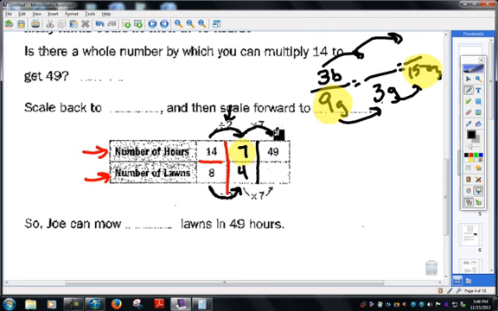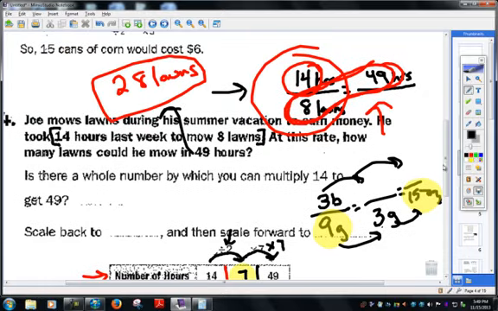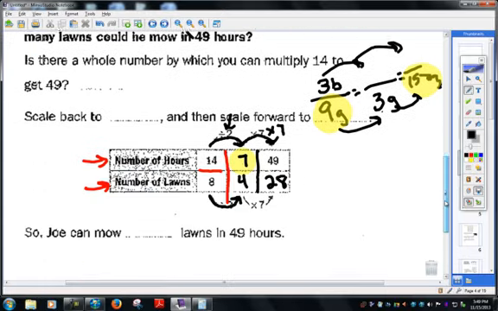Now we're going to scale forward because we're getting bigger. Now we'd be multiplying to go from 7 to 49. So we do that down here, and we get 28. It's the same answer we said it was, but this is just using the scaling method. Okay.